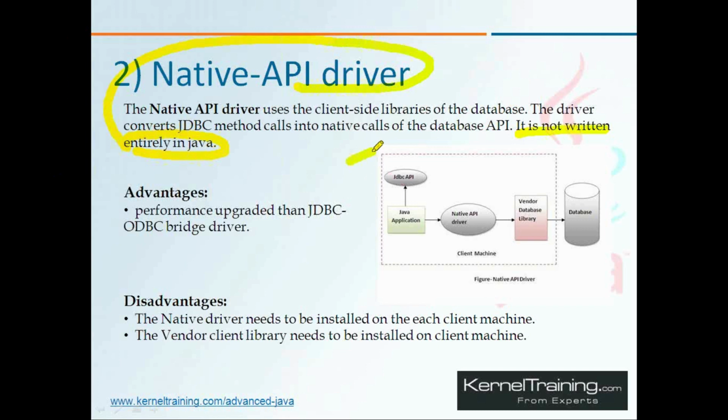So you can see the architecture of this native API driver. What is the architecture? The Java application is written by using the JDBC API. It makes use of the native API driver, connecting to the vendor database library and then connecting to the database here. So what is the advantage here? As the number of layers has reduced, performance is upgraded compared to the JDBC ODBC bridge driver. Compared to the first driver, the performance has upgraded a lot, because you can see the number of layers itself has decreased. With that we can estimate what the performance could be.